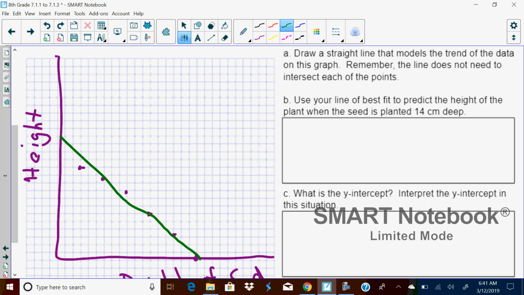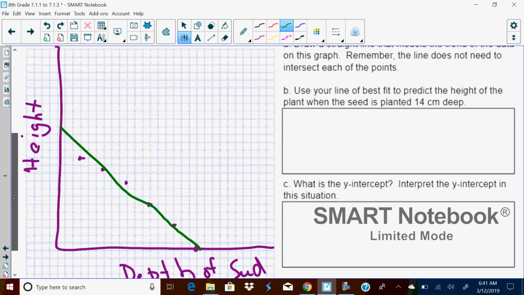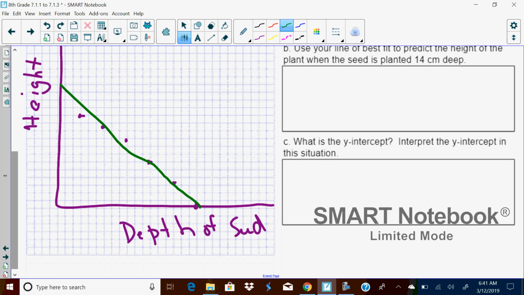Use a line of best fit to predict when the seed is planted at 14 centimeters. So 1, 2, 3, 4, 5, 6, 7, 8, 9, 10, 11, 12, 13, 14. So 2, 4, 6, 8. So it's about 8 centimeters.